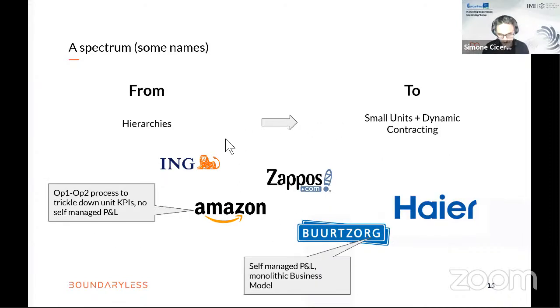And of course, it's a spectrum. So I put some logos here to explain how different companies are moving along the spectrum with different choices. But you can see definitely parallels also in how companies like Amazon or Hire work, or ING or Zappos. So there is a set of elements that make the special approach of each organization. But you can recognize these three pillars, based on units, shared support services, and interaction between units through contracts or direct relationships.